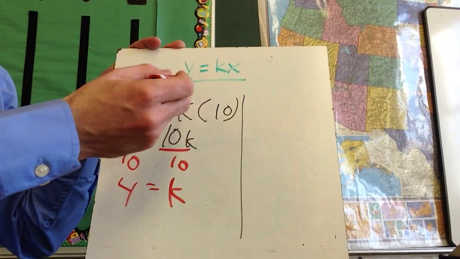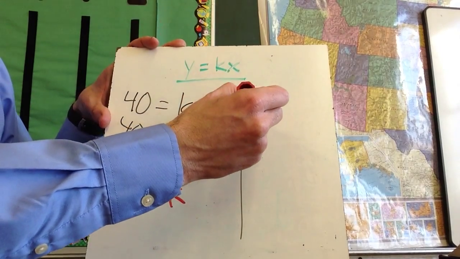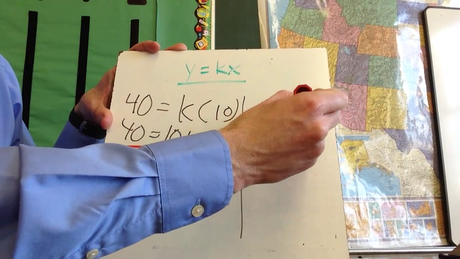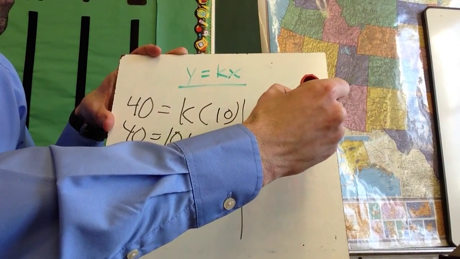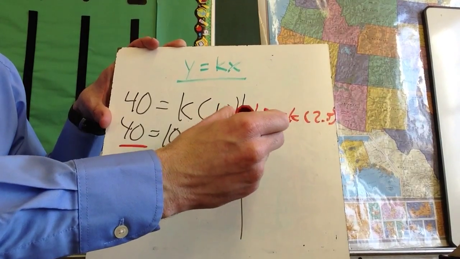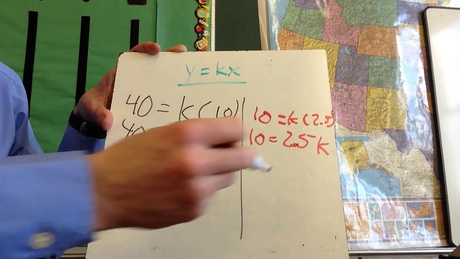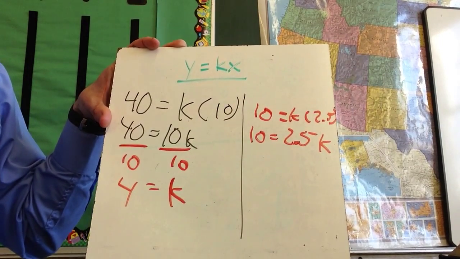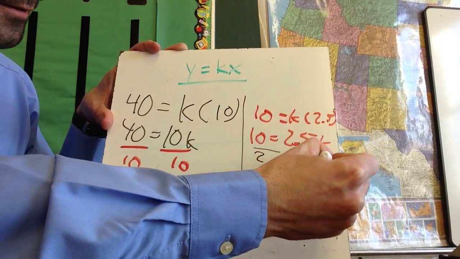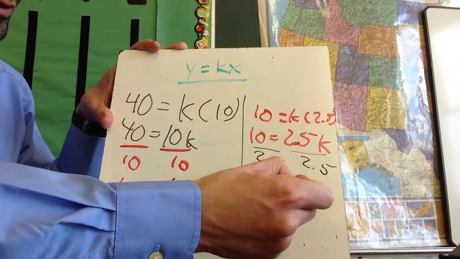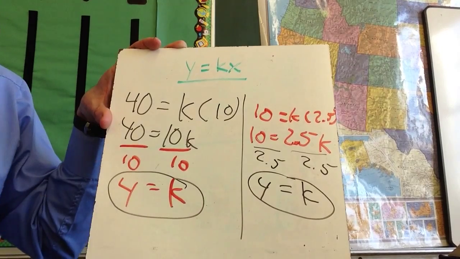Okay, that'd be one way to solve it. Another way would be to use the other point, which was 2.5 and 10. So I would say 10 equals k times 2.5. So this is 10 equals 2.5k. I'm then going to divide both sides by 2.5. And k equals 4. So what you notice is that either way, I get myself to k equals 4.